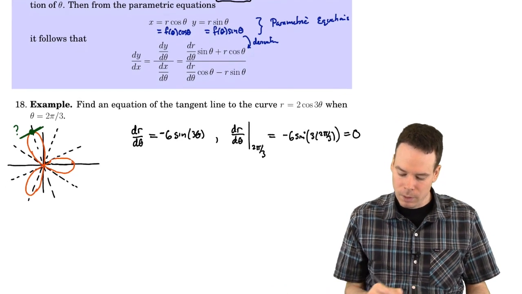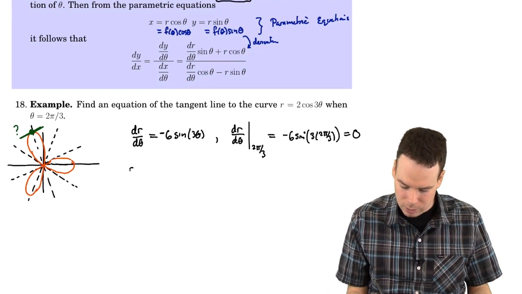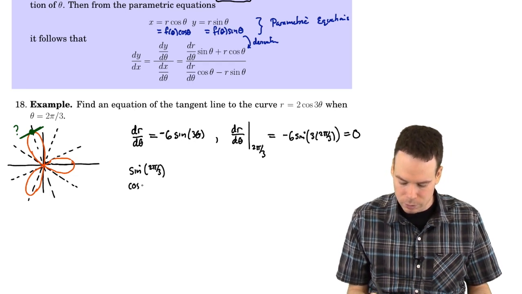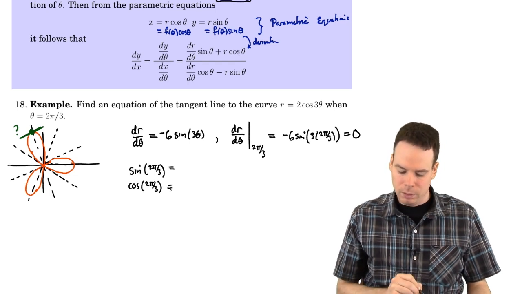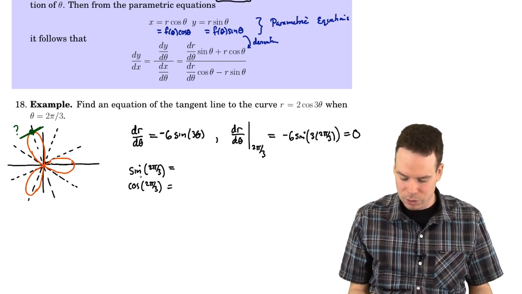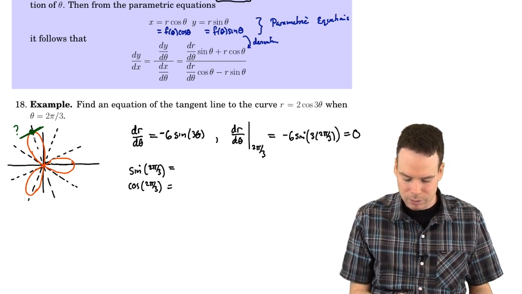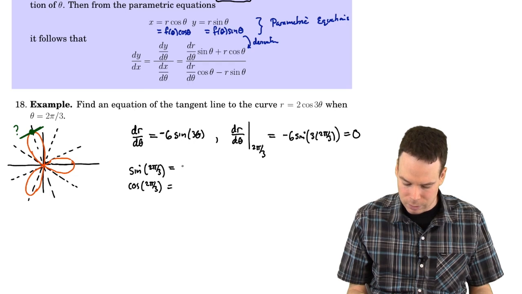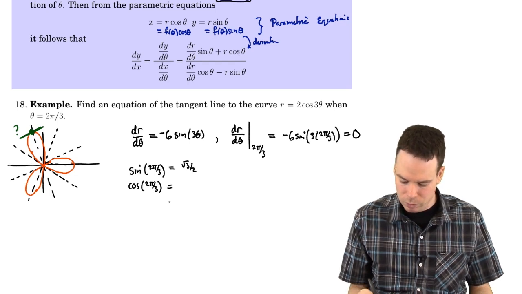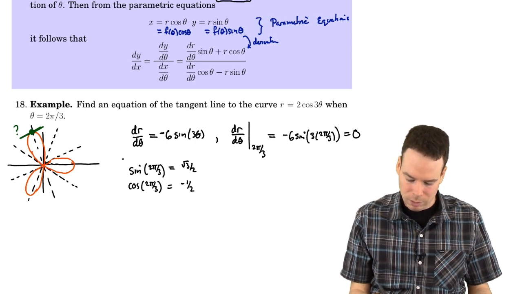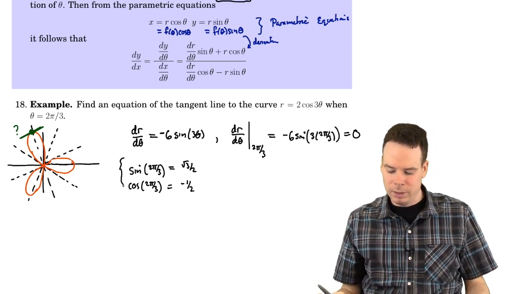Okay. What else do we need to know? We need to know sine of 2 pi by 3 and cos of 2 pi by 3. Those will come up in our calculations. Let's just make sure we know what those are here. So 2 pi by 3, sine of that angle there is root 3 over 2. Cosine of 2 pi by 3 is -1/2. So those are just a couple of things we should keep in mind.